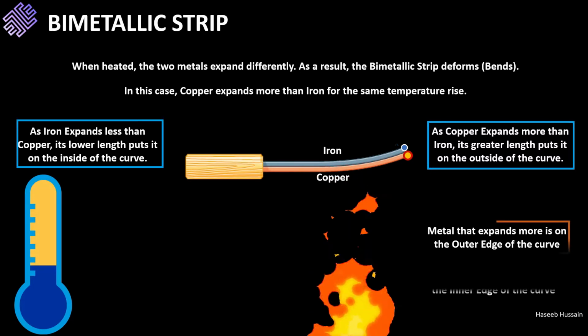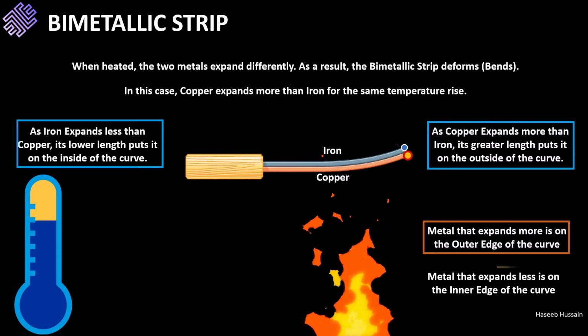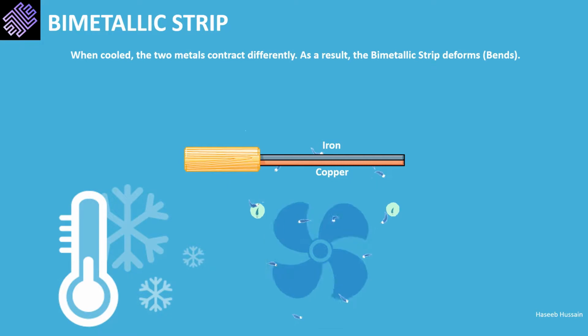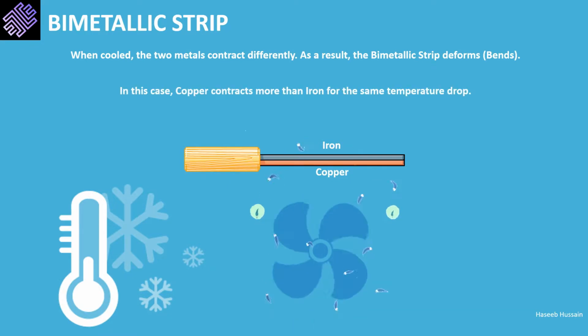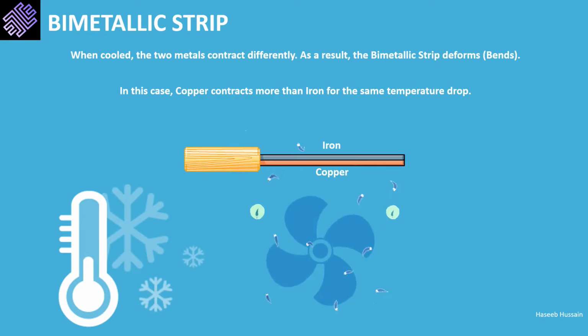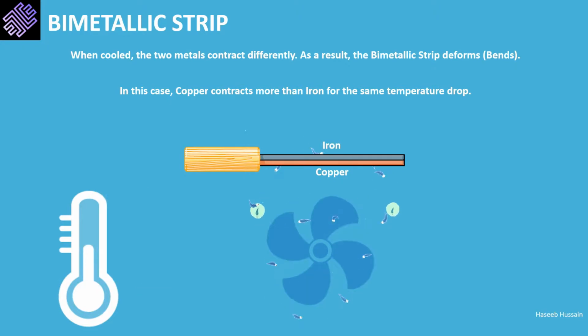The metal on the outer edge has expanded more, while the metal on the inner edge has lower rate of thermal expansion. When a bimetallic strip is cooled, its temperature falls. Both metals start to contract, though by different amounts. In our case, let us assume copper contracts more than iron. As copper contracts more when cooled, its change in length is greater than iron. This means that change in length of iron is less.